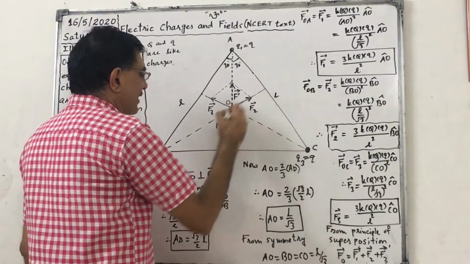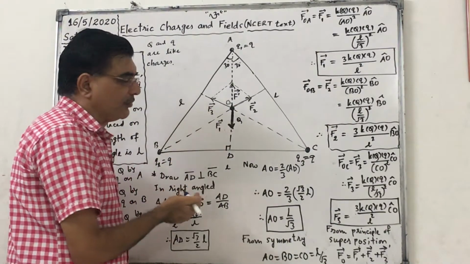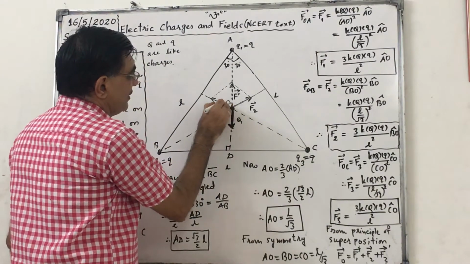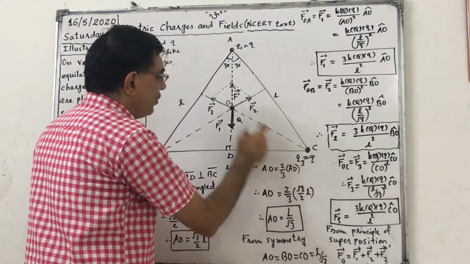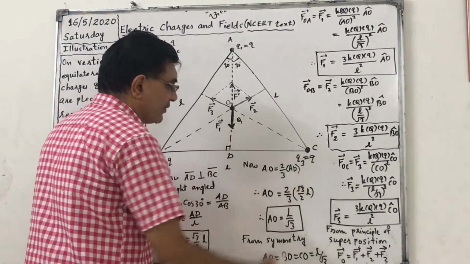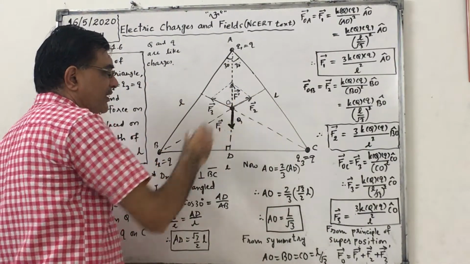F2 is offered by Q2 on capital Q, where Q2 is also small q. And F3 is the force offered by Q3 on capital Q, where Q3 equals small q. Now we have to find the resultant force here.